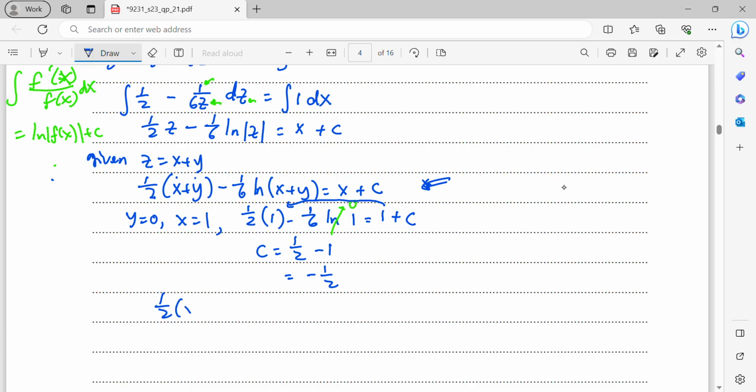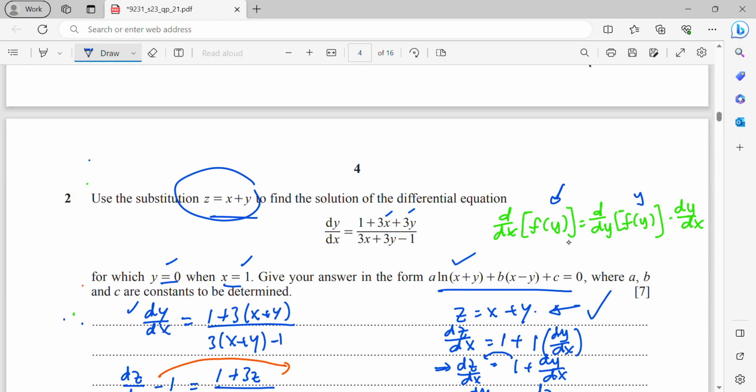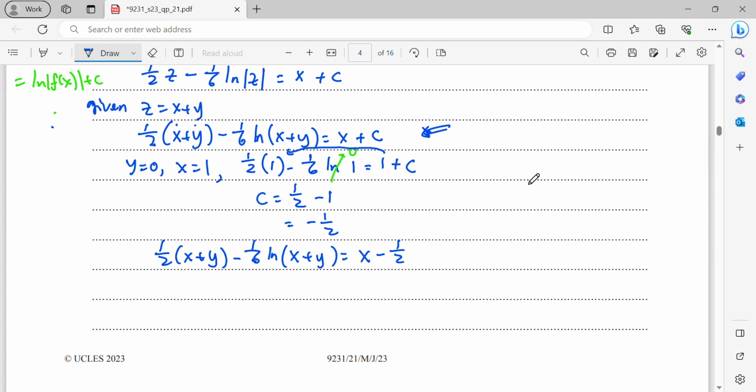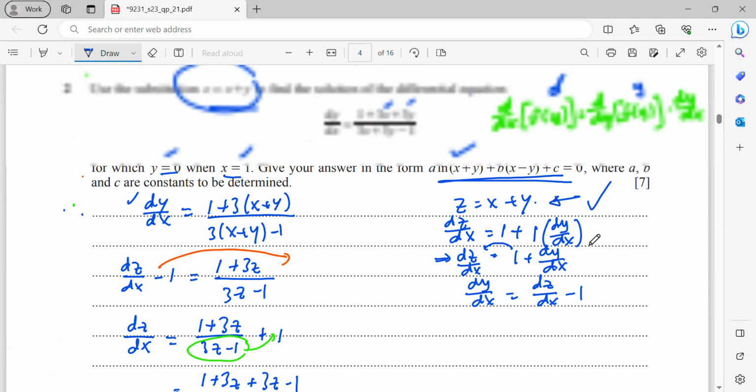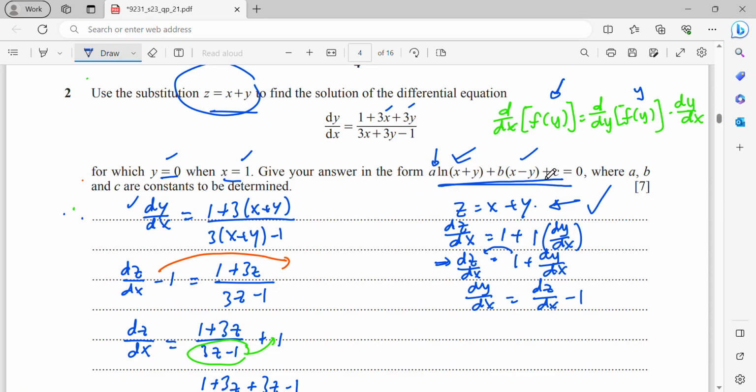It will be half of x plus y minus 1 over 6 ln of x plus y, that equals to x. The plus c becomes minus half. Okay, so right now I'm getting this solution. Let's look at the given form. Your given form is all the terms on the left hand side, and then here is a ln x plus y. So it means that I will just make sure all the terms are on the left hand side. And don't forget, the first term with ln, second term with x minus y.